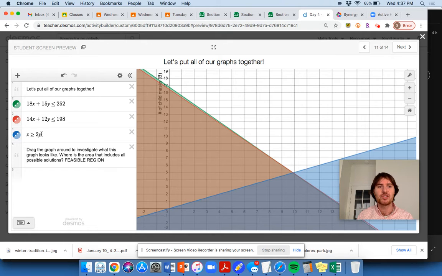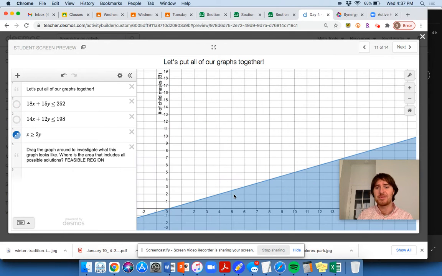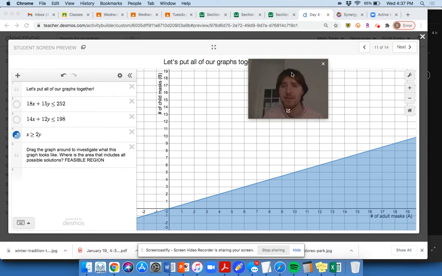X is greater than or equal to 2y. That would be the same as y is less than or equal to 1/2 x. I think that we did that one in class. And then we get this constraint right there, this blue constraint. So this is the constraint we've been dealing with the least here. This is the category of combinations of adults and child masks you can have that satisfy the adult to child mask ratio constraint here.